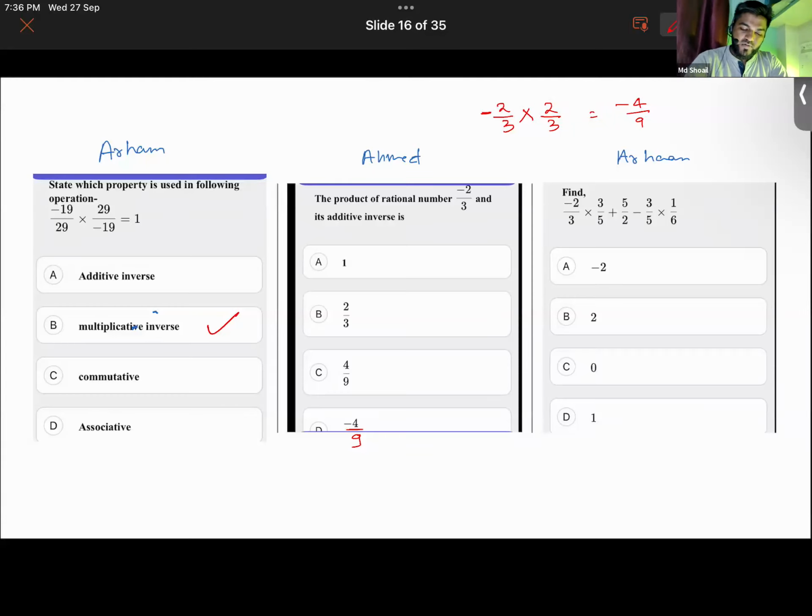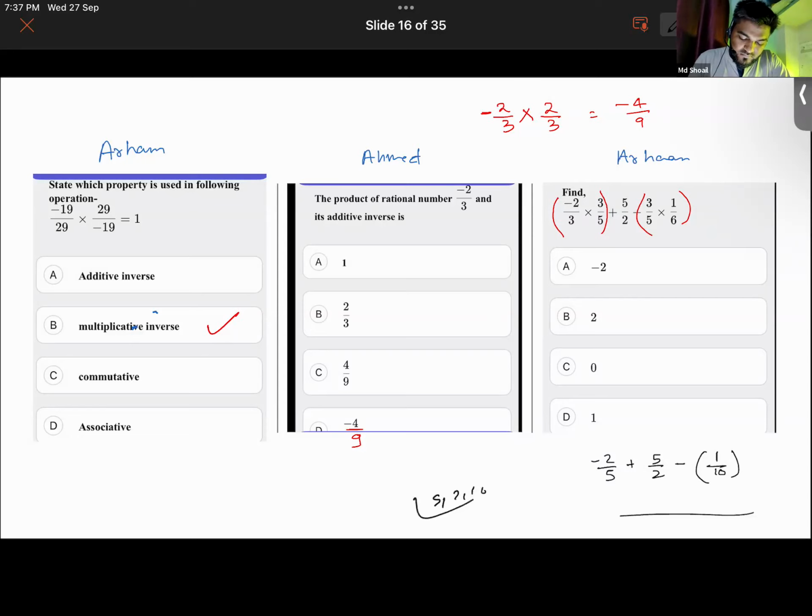Answer minus 2. Okay. What about you, Arham? So is the answer minus 1 upon 5? You're getting minus 1 upon 5. No, it's not in the option. I'll just solve. Okay. Solve it. I'm also solving it here.